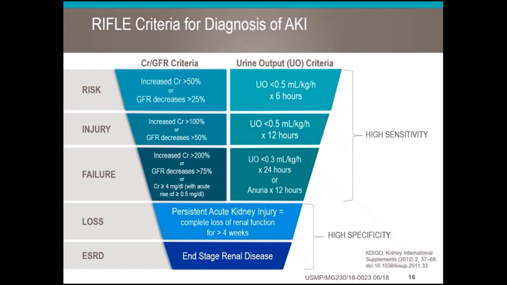For example, stage 1, or the risk stage, is defined as having either a urinary output of less than 0.5 mils per kilo per hour for 6 hours or more, or an increase in your serum creatinine of greater than 50%, a GFR that's decreased by more than 25%. Another definition that's not listed on the slide of a stage 1 of acute kidney injury is defined as having an increase in your serum creatinine of more than 0.3 milligrams per deciliter if it's occurred within the last 48 hours. So that's stage 1, or the risk stage.